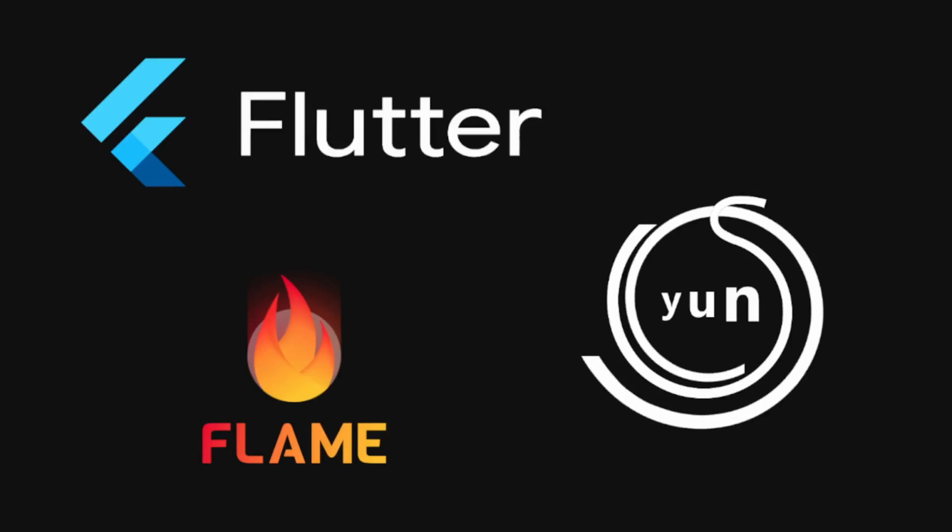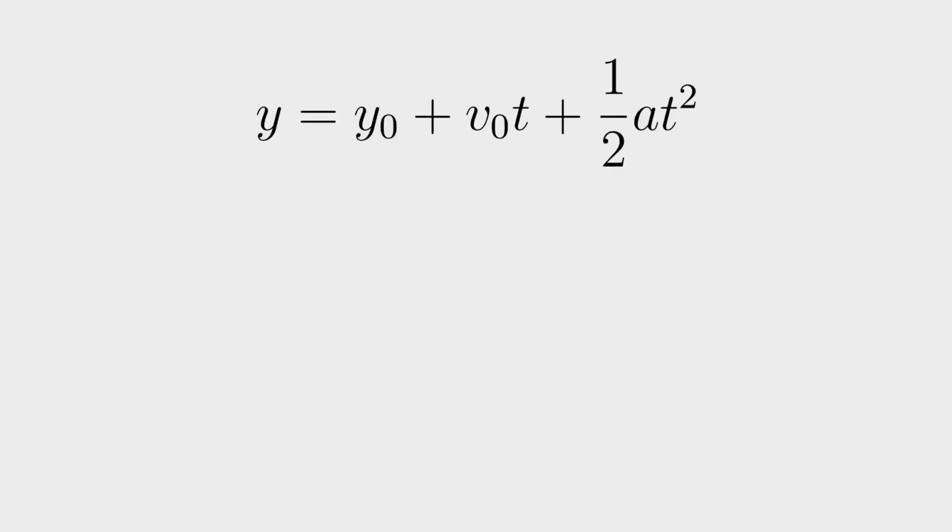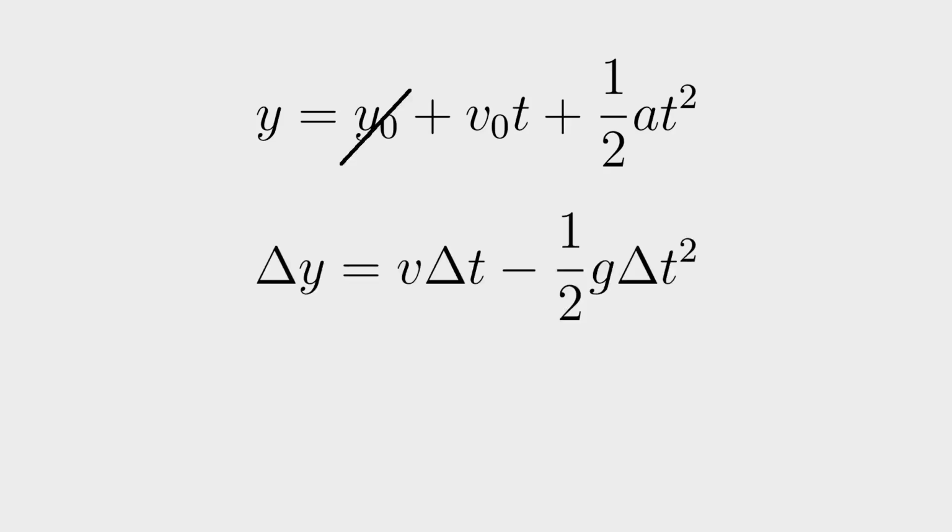Hi coders, in this video we will implement jumping function to our game. We are going to use displacement formula to calculate momentary position change of the main character when he jumps. We do not need initial position, as we are to calculate momentary changes.